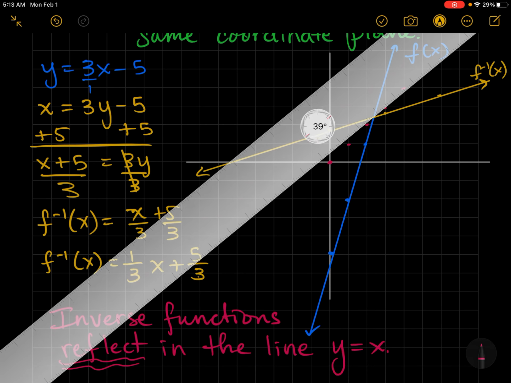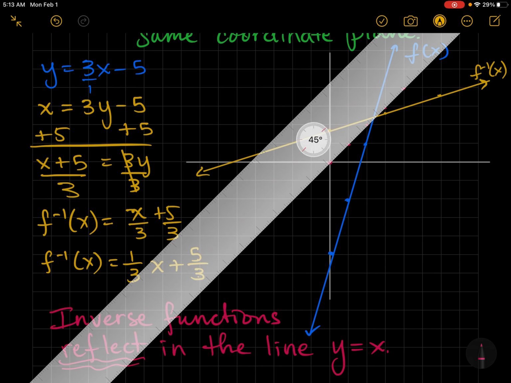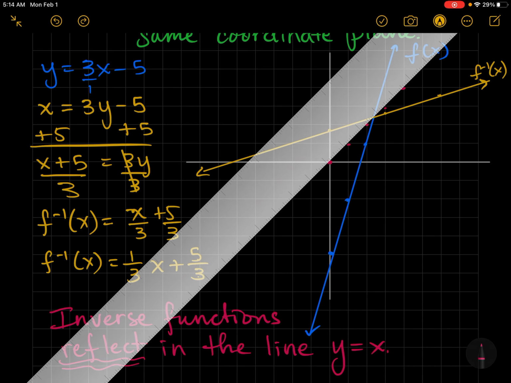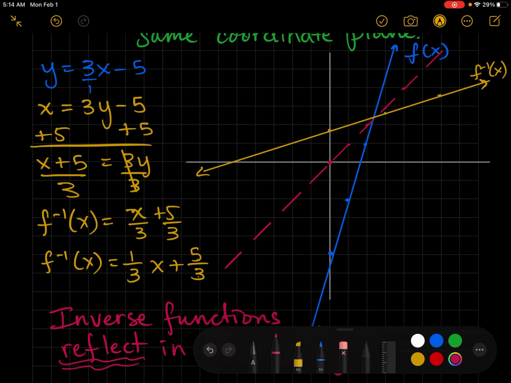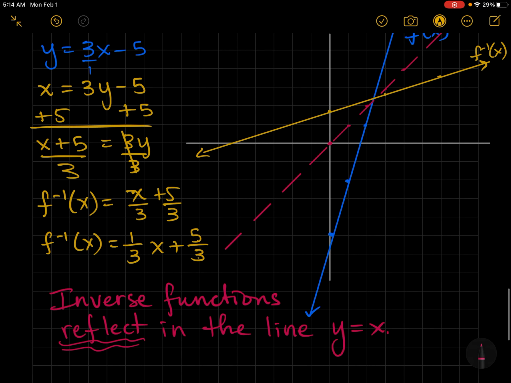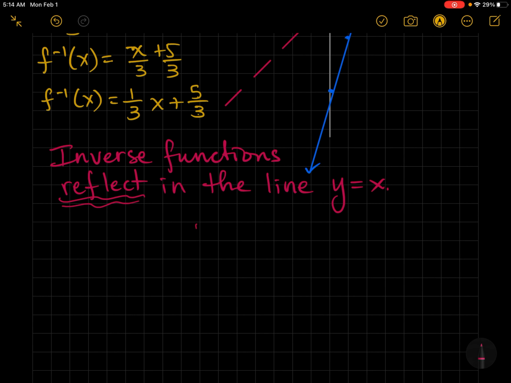Okay, and if I were to do a dotted version, I think my line's not good. Let me go back and fix that a little bit. I didn't go through those points very well. Now, if you look at that, you can see that the blue line and the gold line do mirror one another. You're going to see as you practice tonight for homework that all of your inverse functions will have that mirrored effect.